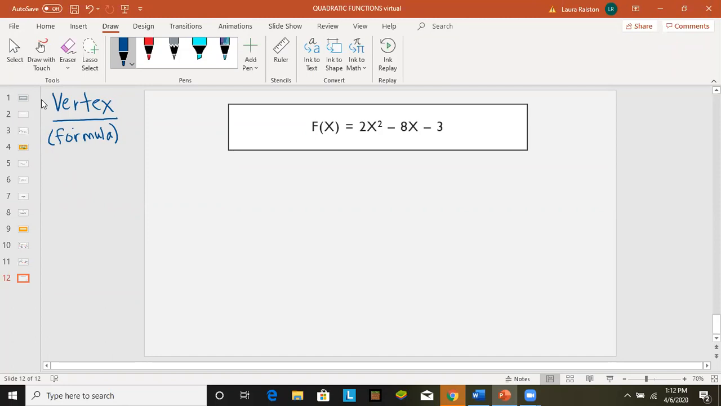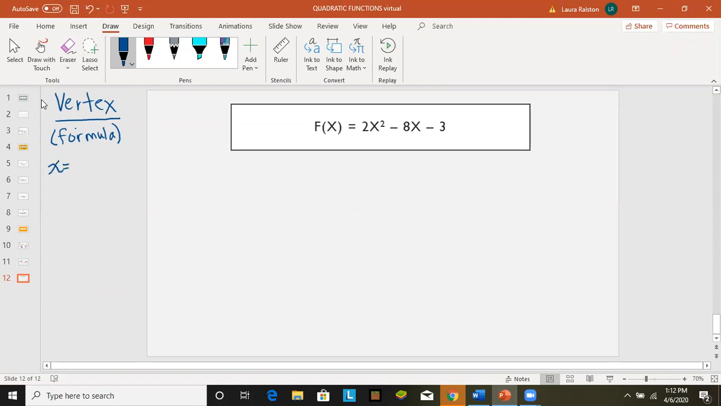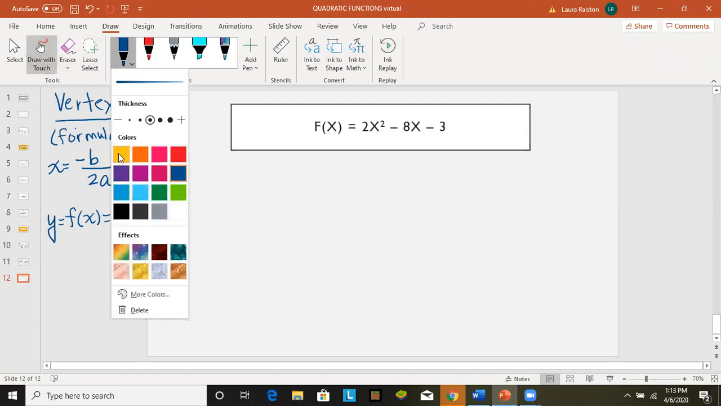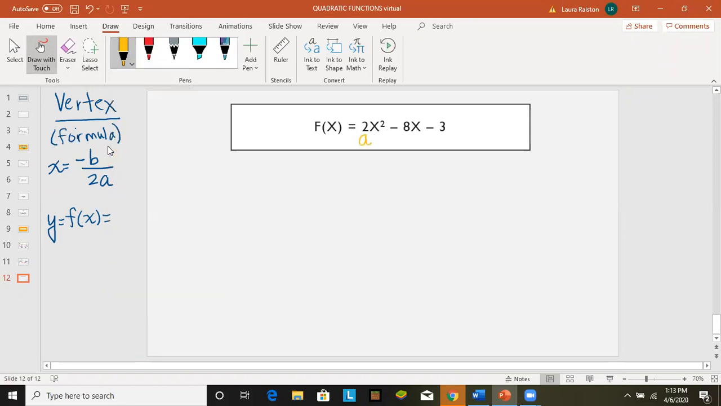Okay, so you may want to organize your formulas together on one page. To find the x value of the vertex, the formula is the opposite of b over 2a. To find the y coordinate, we substitute x back into the original problem. I'm going to identify my a, b, and c. Remember, a is always the number in front of the squared term. B is the number in front of the x, and C is the constant.